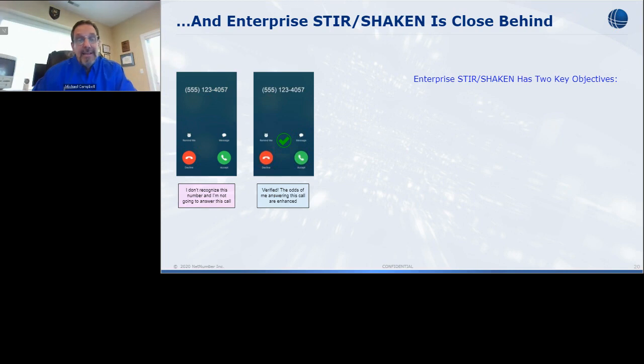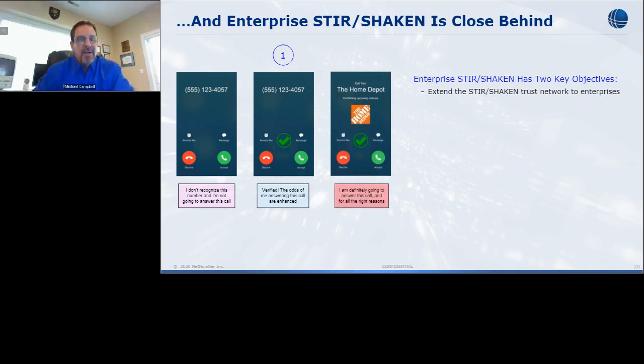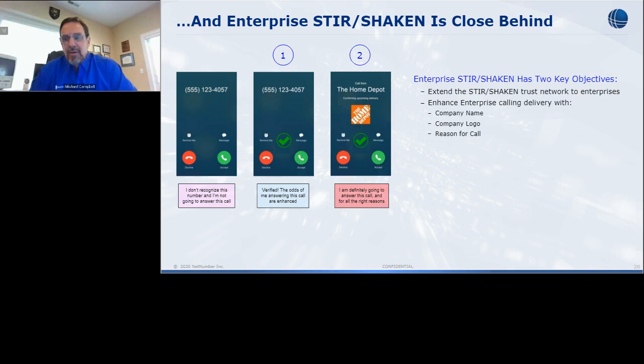Now, what it would really like to do, and what we're working on, is going farther than that and actually enriching that with the enterprise's logo, their name, and perhaps even a real-time reason for the call if that's available. What this does is move you from the call scenario on the left to the call scenario on the right. You go from, I'm not going to answer this call, to I'm absolutely going to answer this call. And this is the objective of Enterprise STIR/SHAKEN.